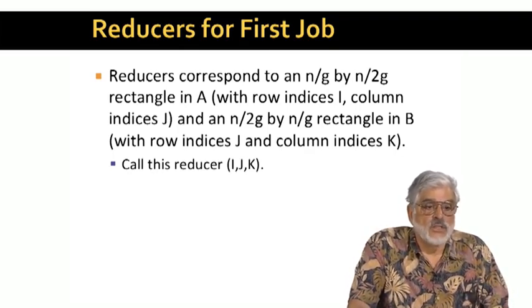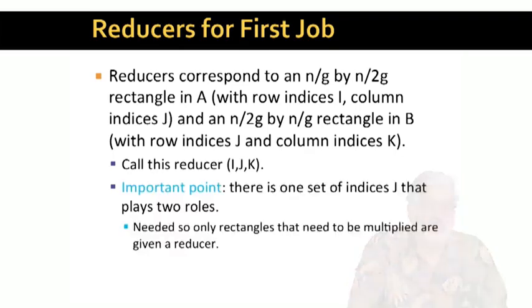And J is both the set of indices for the columns of the first rectangle and the set of rows for the second rectangle. Again, remember that the only time we have to multiply two rectangles is when they share the set of indices capital J. Other pairs of rectangles have no intersection between the columns of the first and the rows of the second, and therefore their elements are never multiplied together to get any output element.